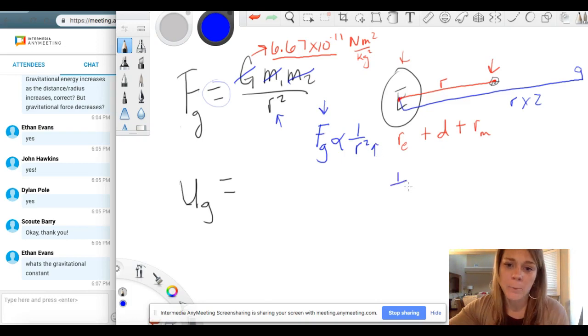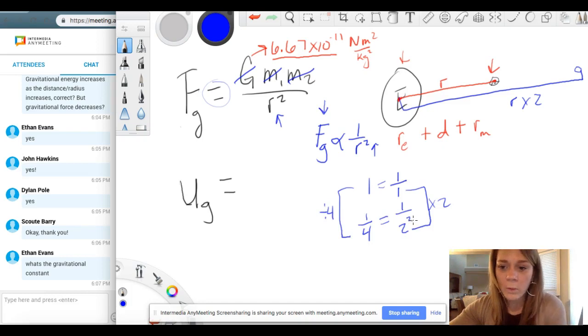Let's say, for example, the distance was 1. Well, what does the force equal? The force equals 1. But now if I double the distance, I have to square that double distance. So now the force is 1/4 of what it is. So where the R value is doubling, the F value is actually being reduced by a factor of 4. And so this is an inverse square relationship. It tapers off very quickly. So that is our force equation.